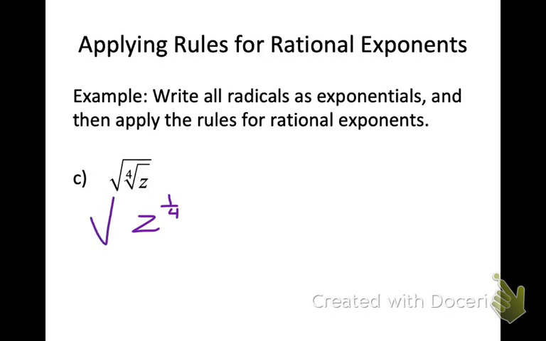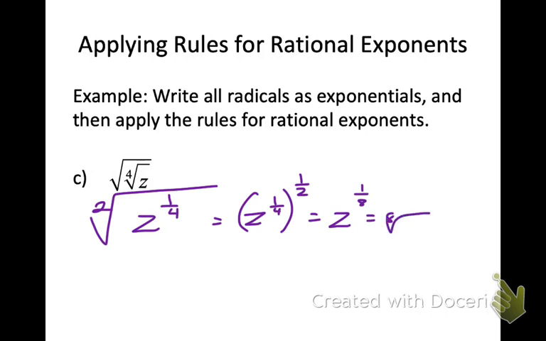So now if I'm taking the square root of that, what would the square root turn into as an exponent? 1/2. Right. So now I'm taking z to the 1/4, and I'm taking that whole thing to the 1/2. So what do you do with your exponents there? So it'd be z to the 1/8, which is an 8th root of z. Right?